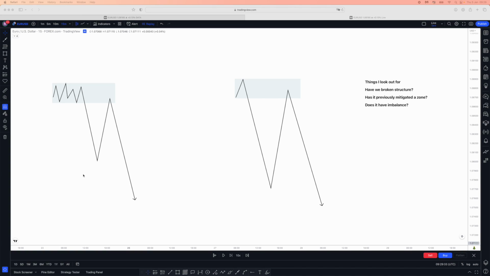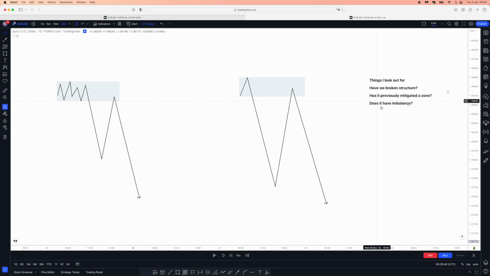In today's video I'm going to go through how I see supply and demand zones and how I choose the most high probable supply and demand zones for me to trade out of. As you can see here, I've got a couple of diagrams on the screen and a little bit of text on the right hand side. It's just things I look for.